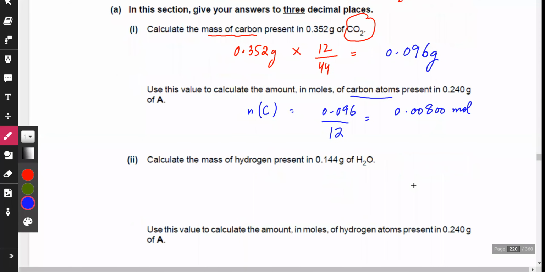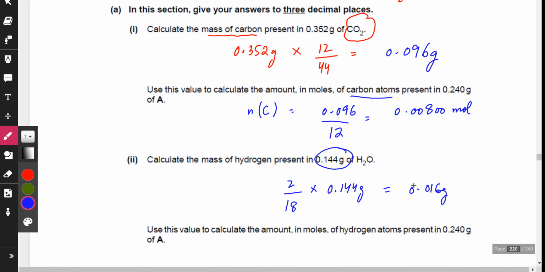And so then the mass of hydrogen in water. What's the percentage of hydrogen in water? There are 2 hydrogens, right? Water has a total mass of 18. So 2 out of 18, that's hydrogen. So if 0.144 grams of water is given, that would give you the mass of hydrogen, which is 0.016.